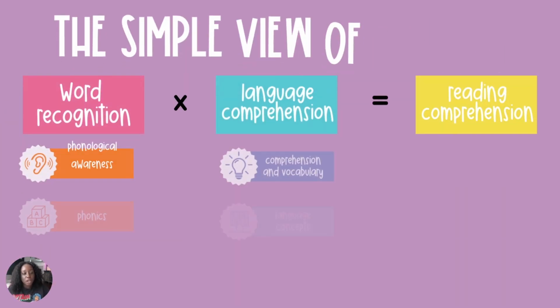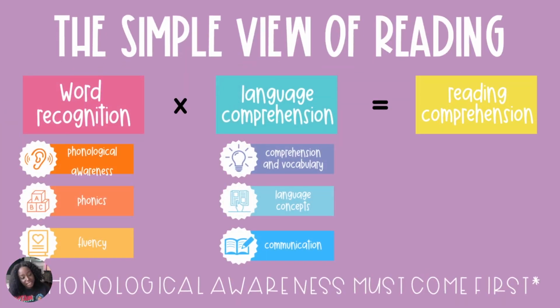All right. So I know we've probably seen this. If you've been letters trained, you've seen this chart, the simple view of reading. You've seen it everywhere. Why is this important and how does it apply to reading? Well, you're going to have word recognition and language comprehension, and you're going to put those things together and you're going to get reading comprehension. But if we break word recognition down a little bit more, what does it mean? It means our phonological awareness, our phonics, and our fluency. Those are our basics, okay?